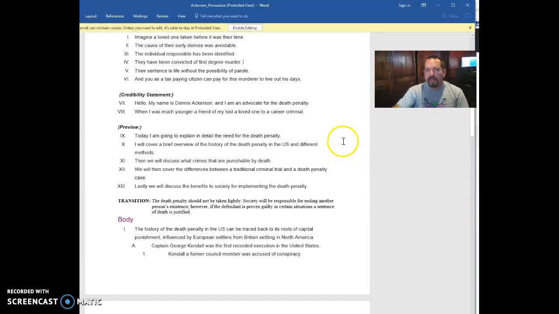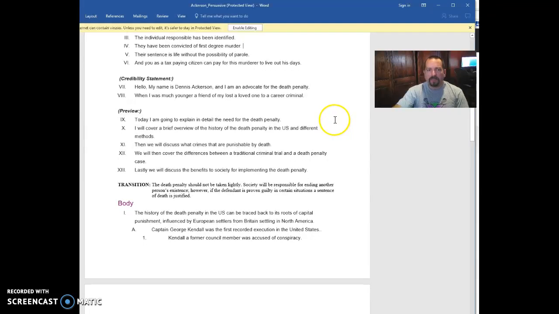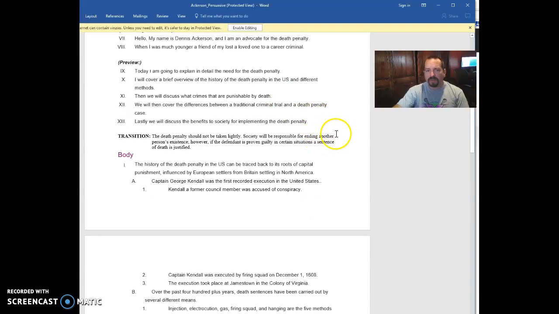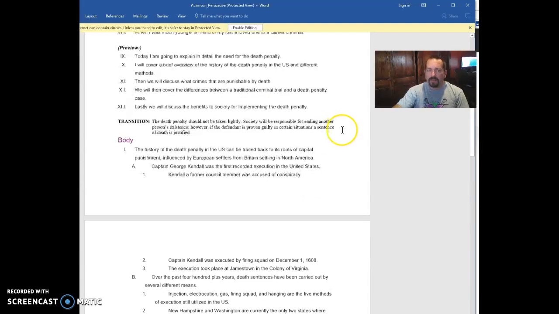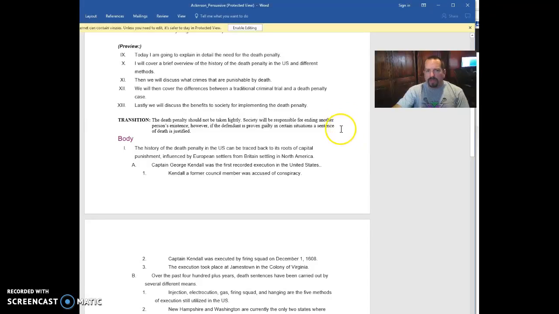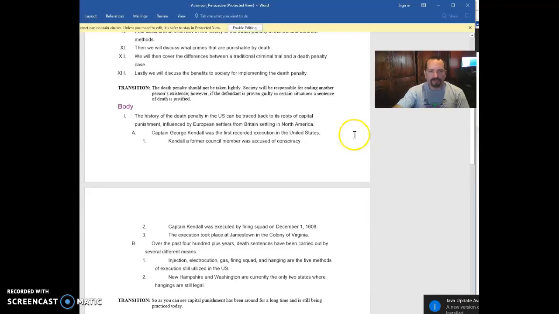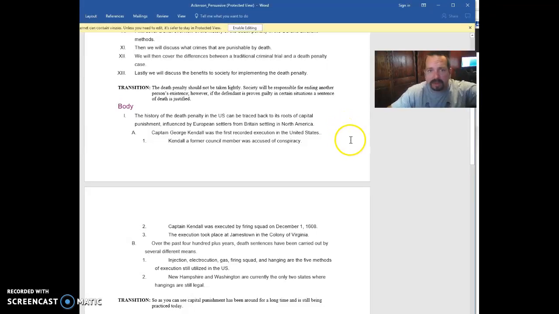days. Hello, my name is Dennis Atkerson, and I'm an advocate for the death penalty. Today I'm going to explain in detail the need for the death penalty. I will cover a brief overview of the history of the death penalty in the U.S. and different methods. Then we will discuss what crimes are punishable by death. We will then cover the differences between a traditional criminal trial and a death penalty case. Lastly, we will discuss the benefits to society of implementing the death penalty.